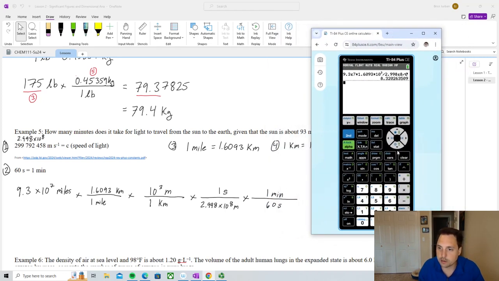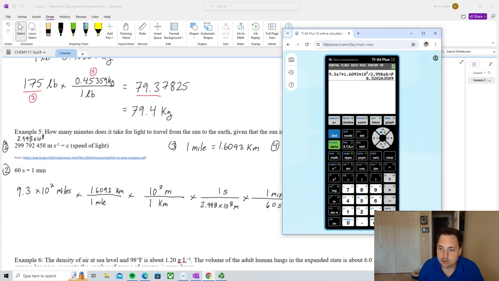There's a couple of things I can point out here. On the calculator, you can do it in each step, right? So if you wanted to do 9.3 times 10 to the 7th times 1.6093, we could press enter. Okay, that'd be fine. Then we need to multiply it by 10 to the 3rd. So we could write that as 1e to the 3rd. That's another way to write that.